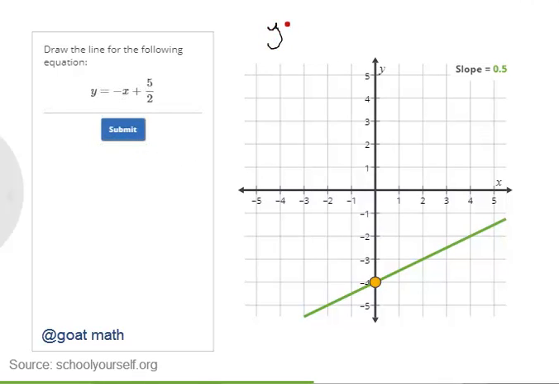Exactly. So here's the line y equals x over 2 minus 4. It's the same exact thing as y equals 1/2 times x minus 4. So the slope is 1/2, or 0.5, and the y-intercept is negative 4. Next, draw the line for y equals negative x plus 5/2. Again, think carefully about what the slope of this line must be.